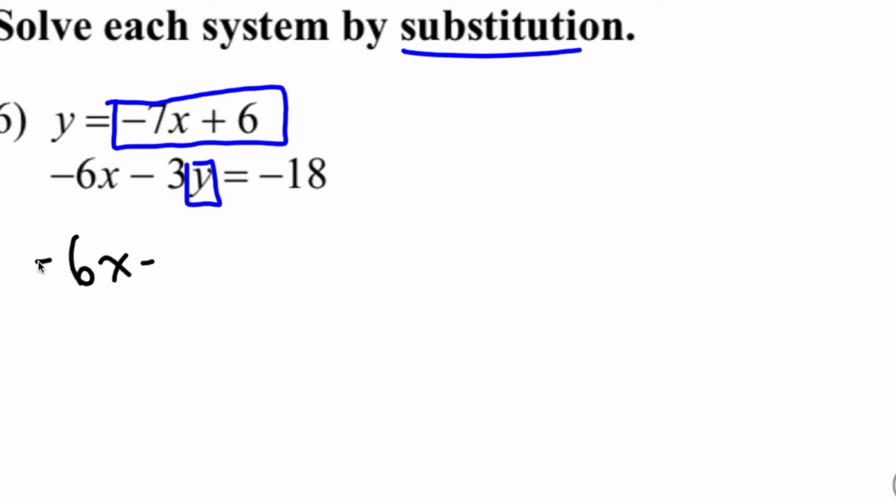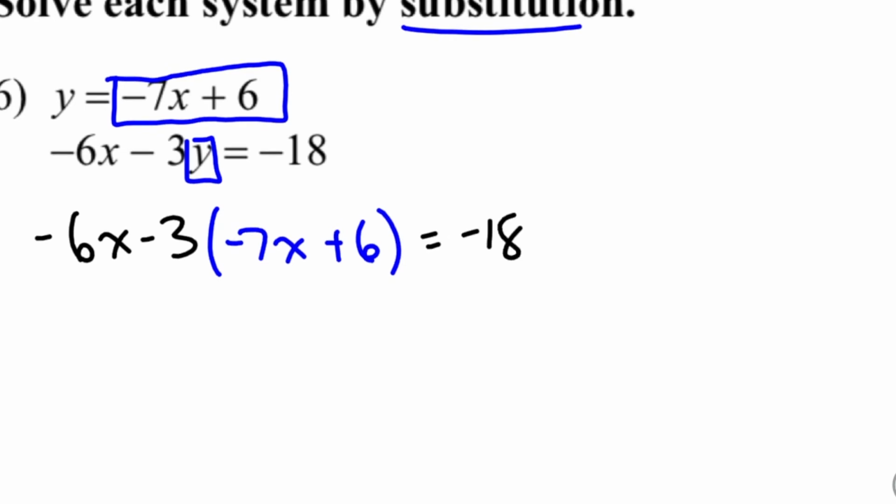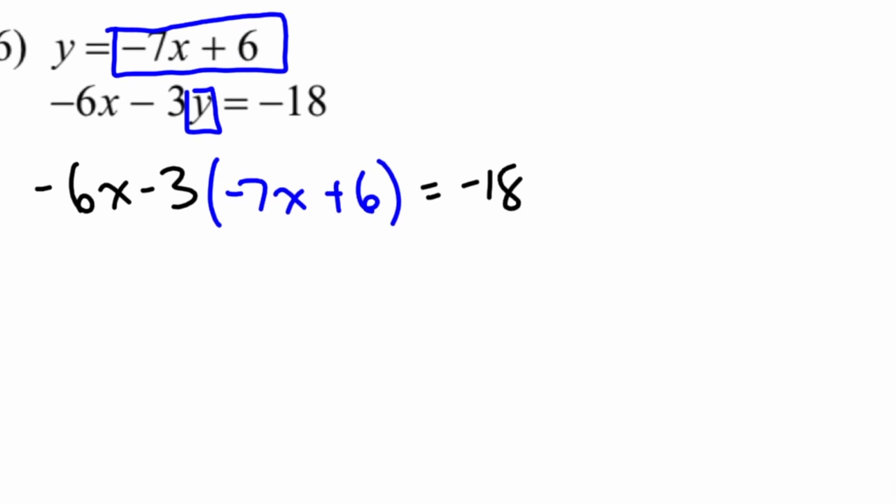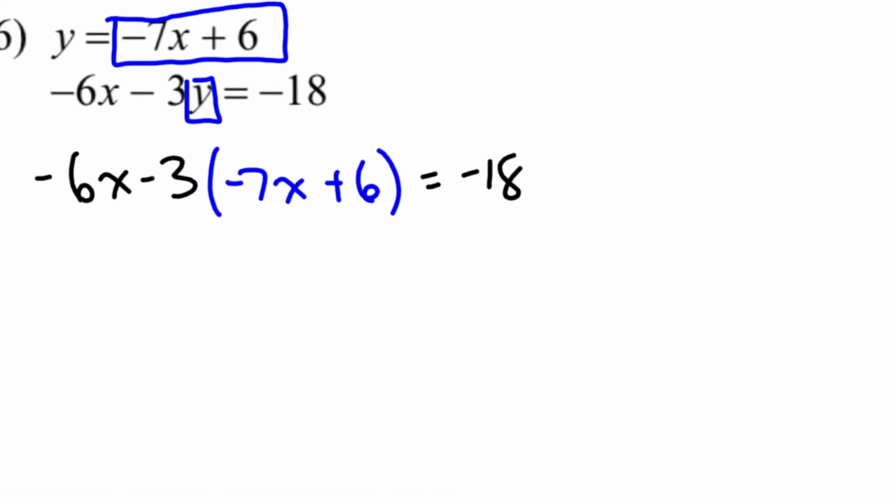So negative 6x minus 3, and then like I said, I'm replacing that y with what I know y is equal to, which is, in this case, negative 7x plus 6, equals negative 18. Okay, it's been a little while since we did substitution methods, so follow through, pause the video, rewind as many times as you need to make sure you understand this.